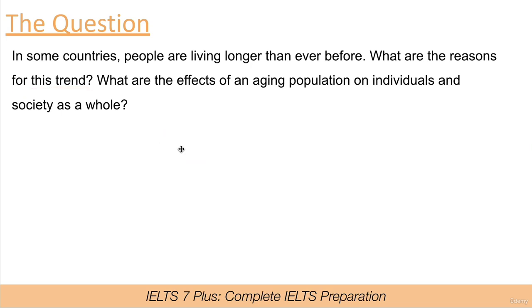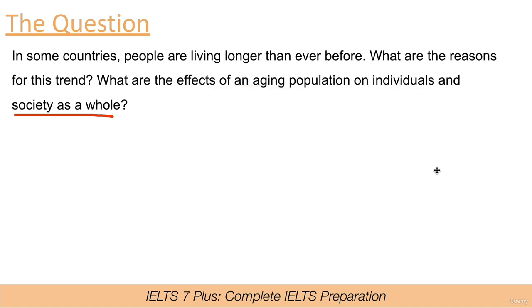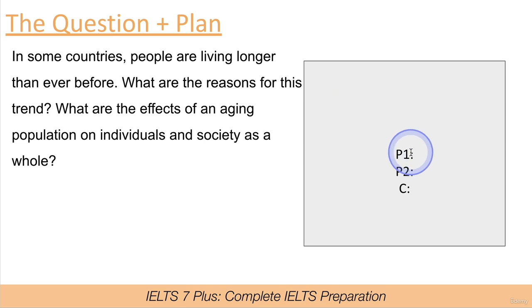Sorry, it's not the same structure as before. I'm just saying it's a different type of question. Last one was the discuss both sides and state opinion. This one is 2 different questions. So we've got this first question here: what are the reasons for this trend? And then what are the effects on an aging population and society as a whole? So I think I'll tackle both questions in a different paragraph. So let's have a think about the plan.